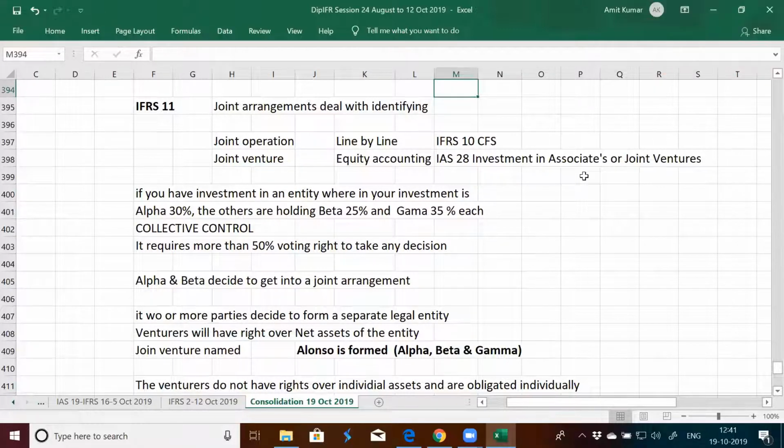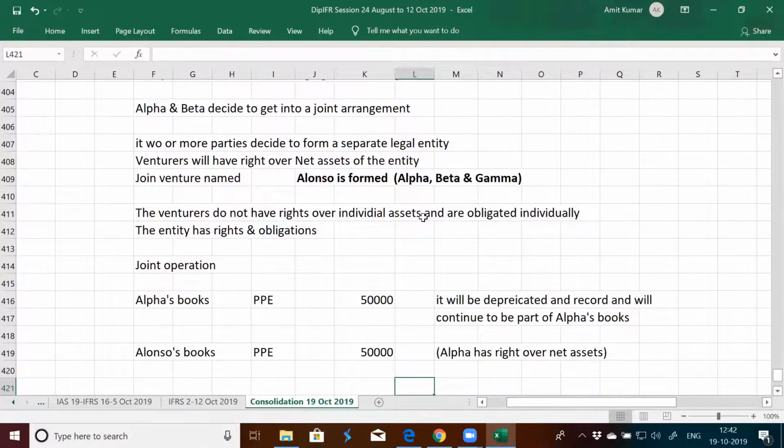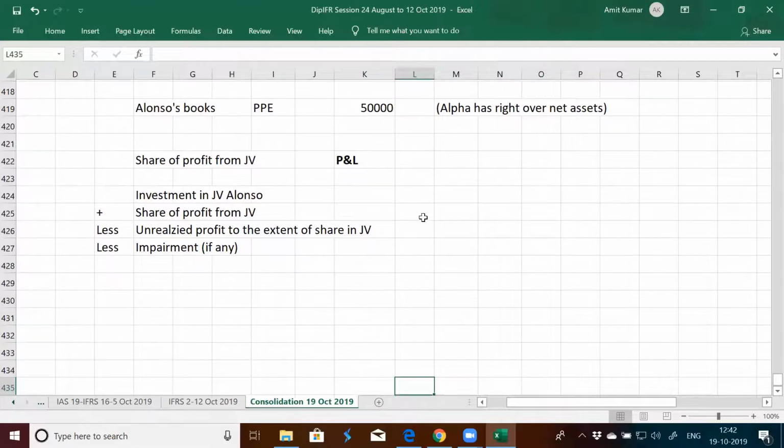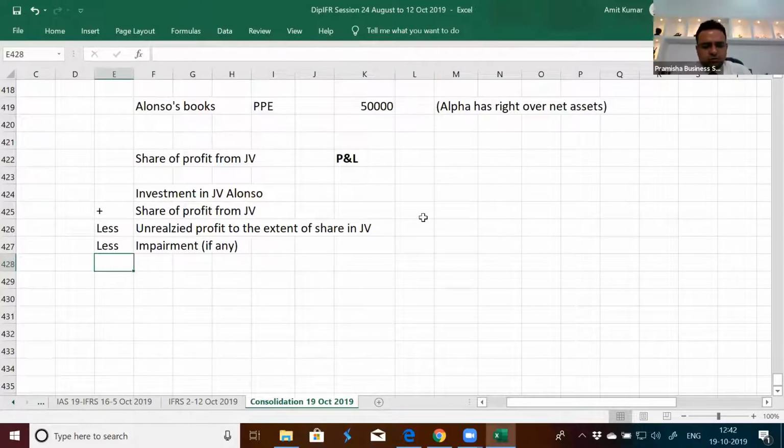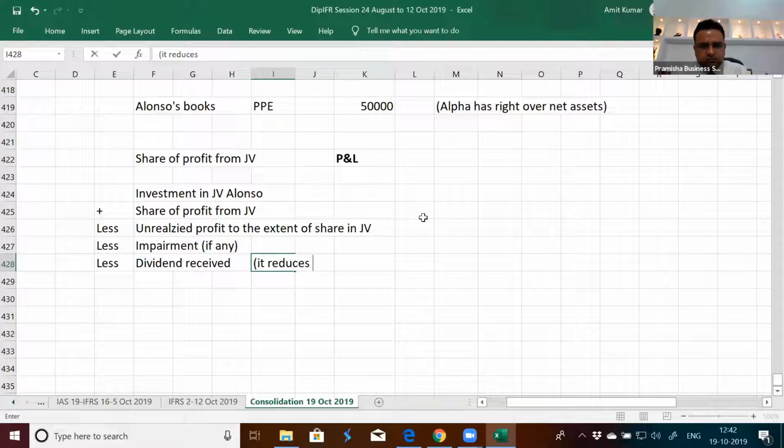Amit, in case of equity accounting, yes, we also reduce the dividend received, right? Yes. So I think that line we have to add. Yes, we also reduce the dividend received, because that reduces our total investment in the company, in the entity.